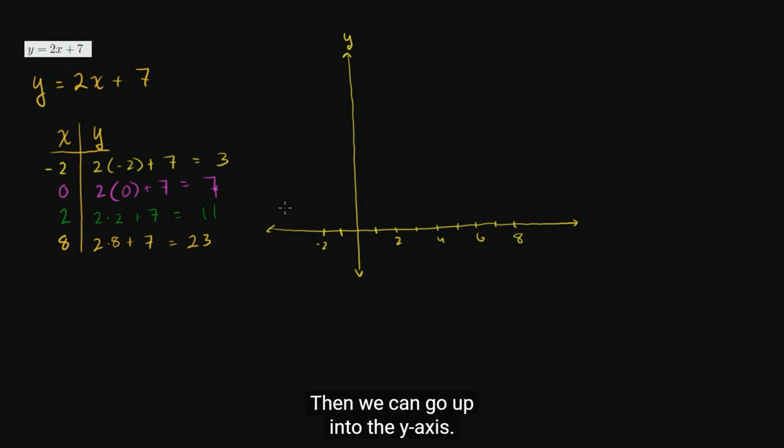And then we can go up into the y-axis. I'll do it at a slightly different scale because these numbers get large very quickly. So maybe I'll do it in increments of 2. So this could be 2, 4, 6, 8, 10, 12, 14, 16. And I could just keep going up there, but let's plot these points.